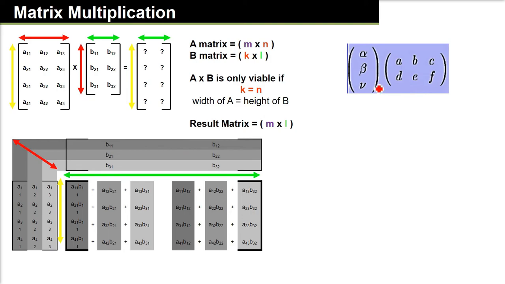Now there are two matrices. How many rows and columns are there? It has 3 rows and 1 column. How many rows and columns are here? 2 rows and 3 columns. Matrix multiplication is possible or not? No, because the column of the first matrix is not equal to the row number of the second matrix.